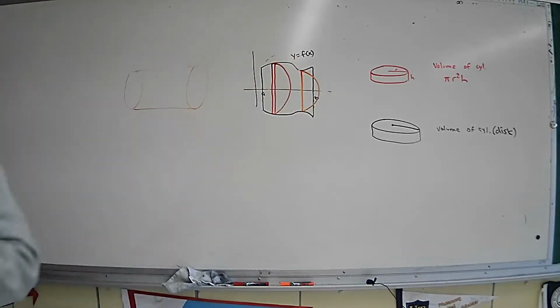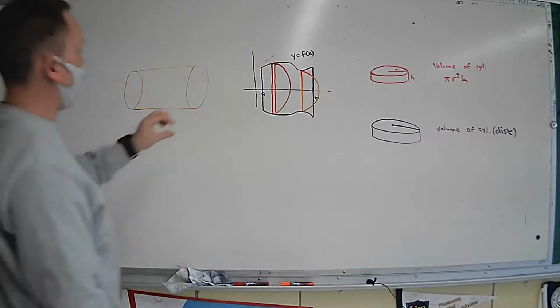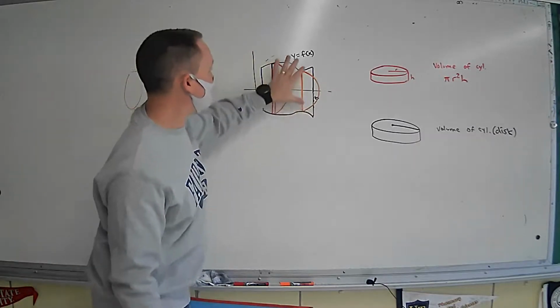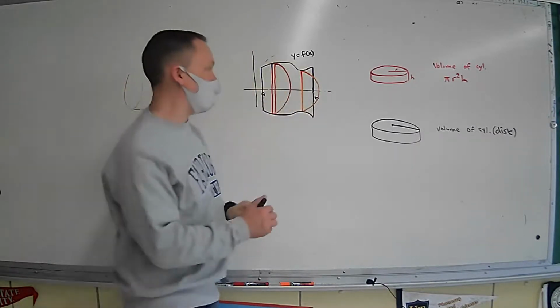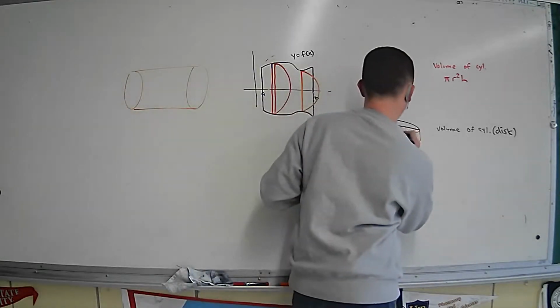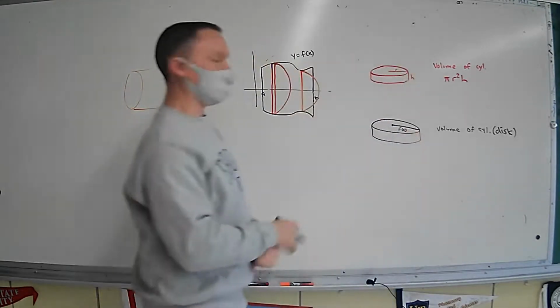Well, what determines how tall that is? The y value. And how do we get the y value? f of x. The radiuses of these various cylinders are the f of x values, right? So the radius of this is f of x.